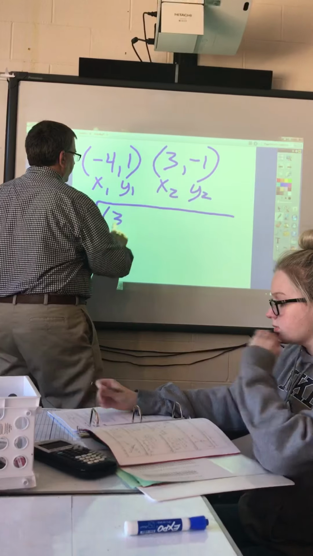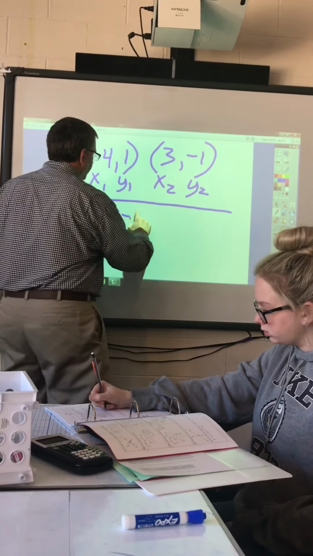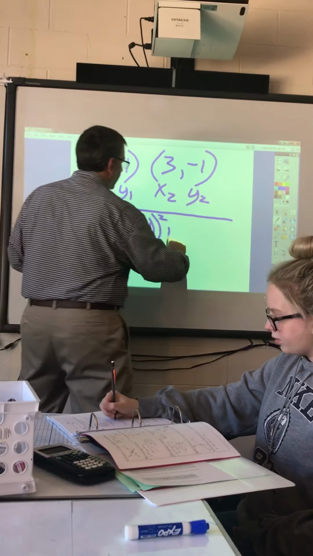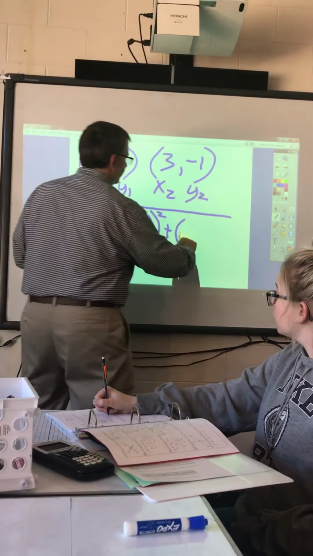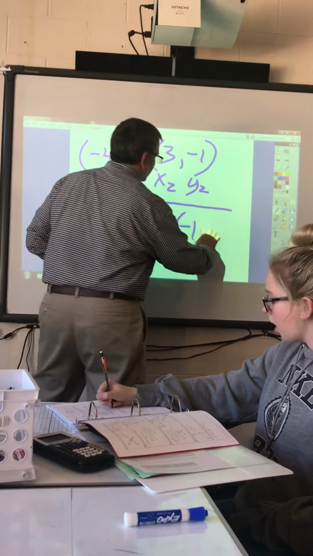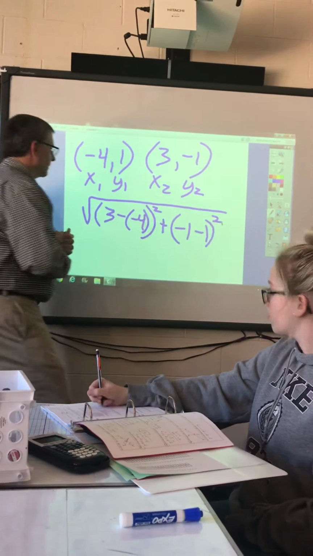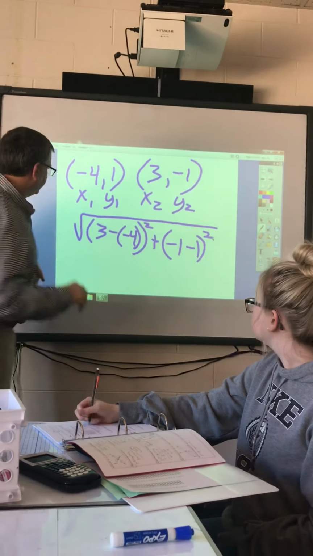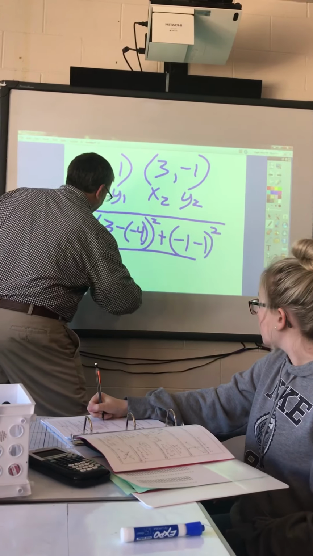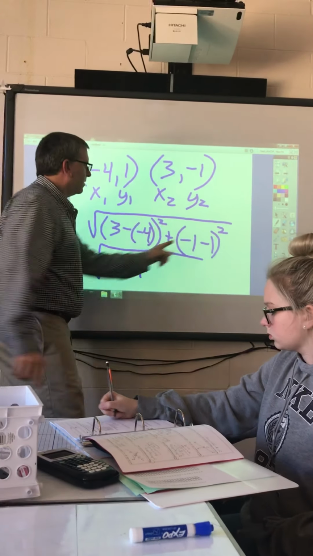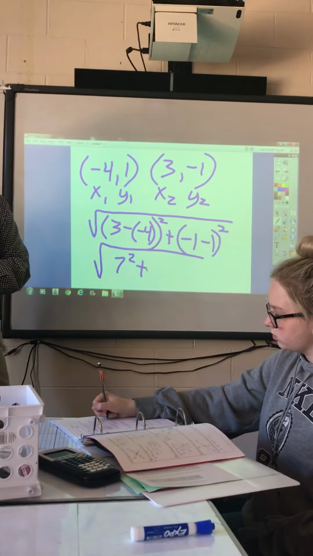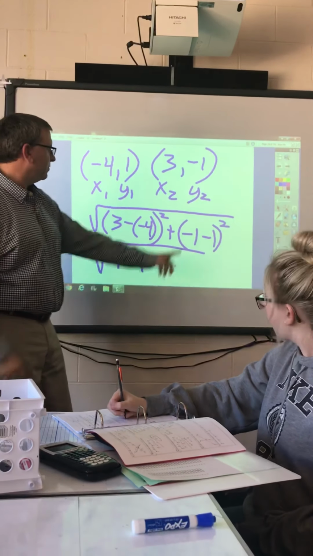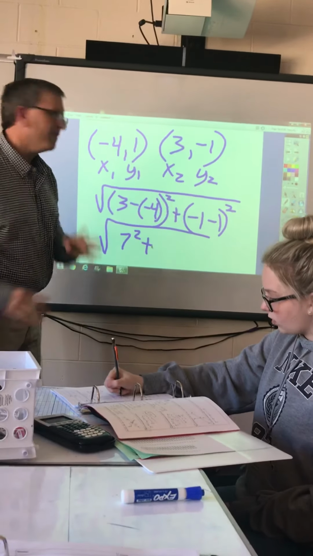So x2 is 3. Okay? x1 is -4. Okay? And we're going to square that. Plus y2, -1, minus 1 squared. Okay, so 3 minus a negative 4 is what? Positive 7. Okay, so I have 7 squared plus, what's negative 1 squared? Or I'm sorry, negative 1 minus 1 is negative 2. What's negative 2 squared? 4.